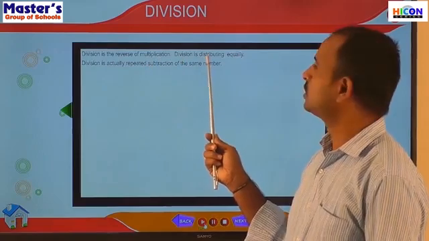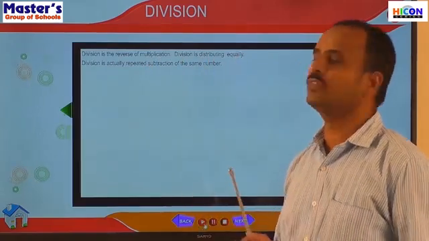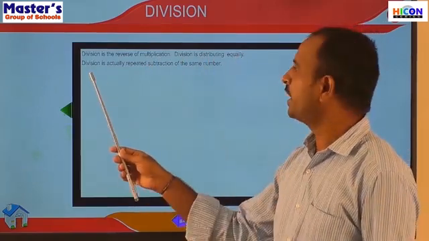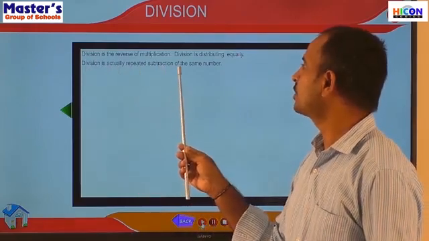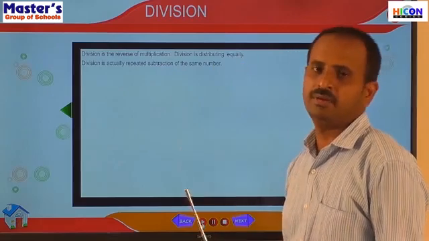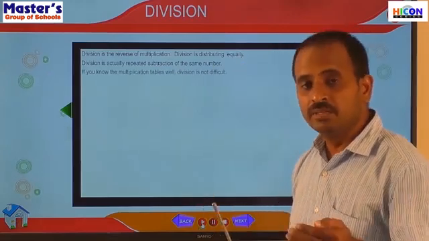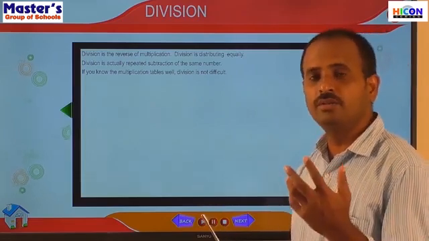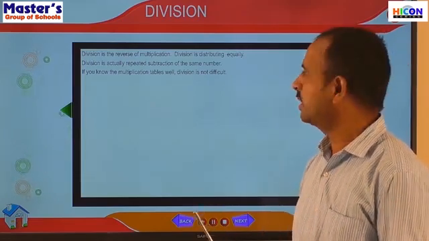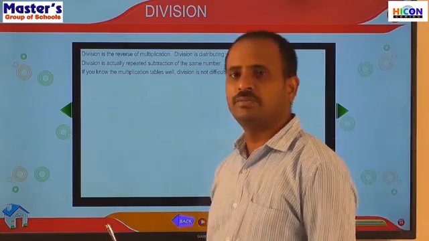And division means distributing equally, that is, sharing equally. And see the second point: division is actually repeated subtraction of the same number. How many times do you have to subtract? Until you get 0, you have to subtract. So children, see the next one.